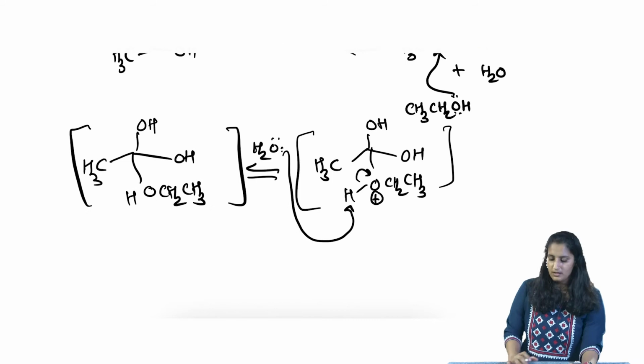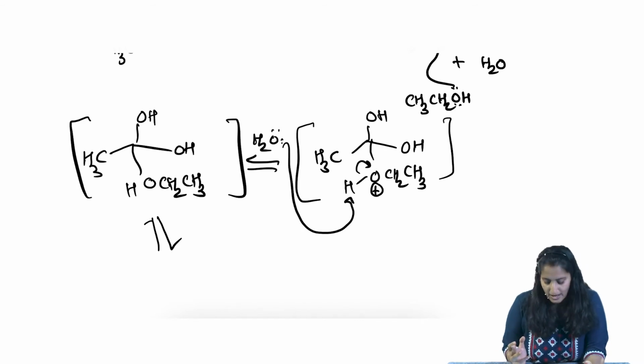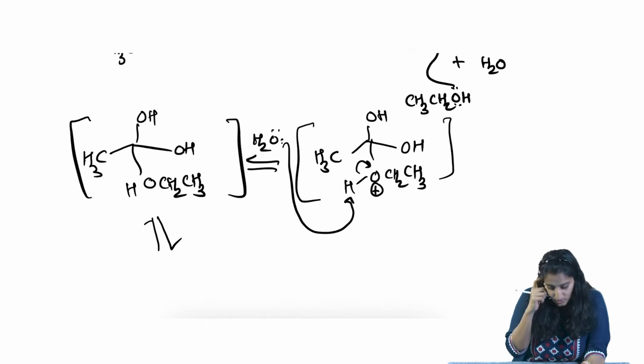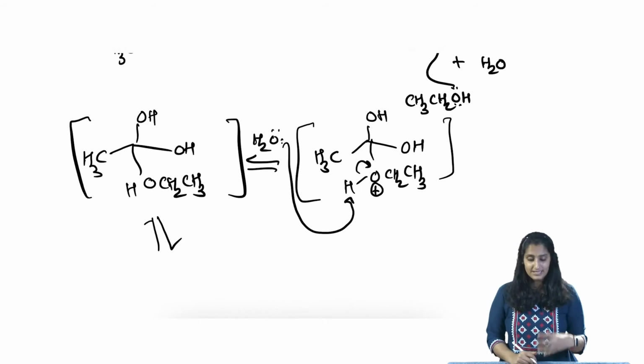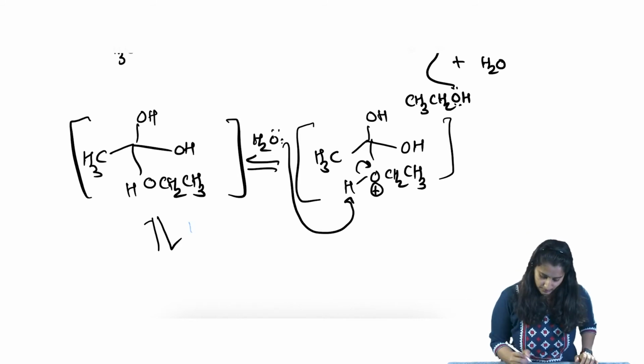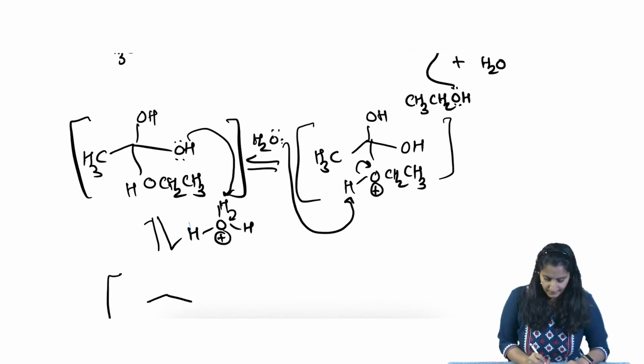Now, our aim is to form the ester. In order for the ester to form, we have to kick out either of these two OHs, and they are both equivalent. We are now in acidic conditions, and it is not easy to kick out OH minus as a leaving group. So, we need to make it into a better leaving group by reacting it with H3O+. So, let us make this into a good leaving group.